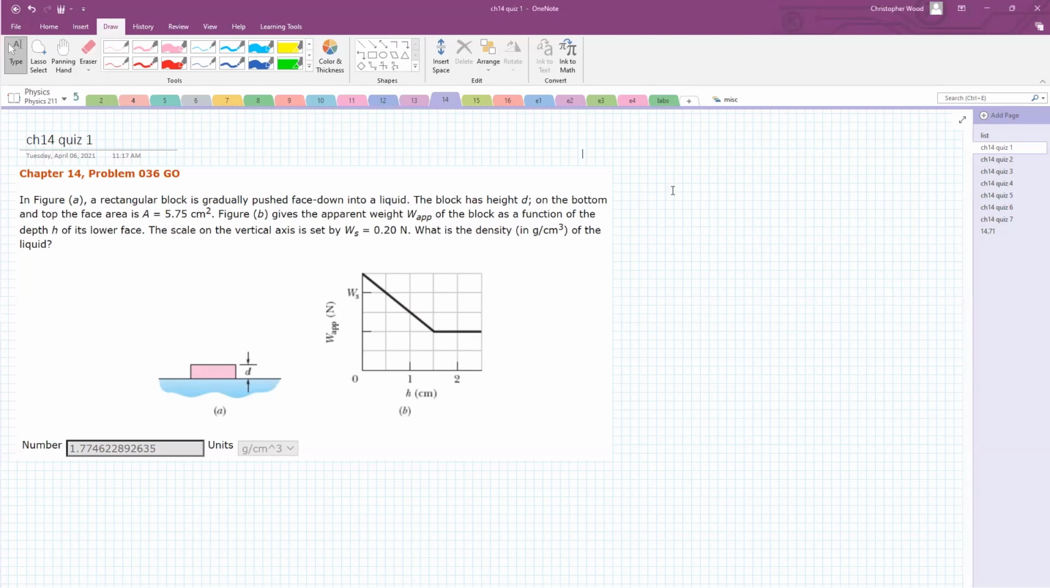We have a rectangular block, a pink rectangular block. And this pink rectangular block is gradually pushed face down into a liquid. So we know about the block. The block has a height D. On the bottom and top, the face area is 5.75 square centimeters. And it turns out that's important to note.